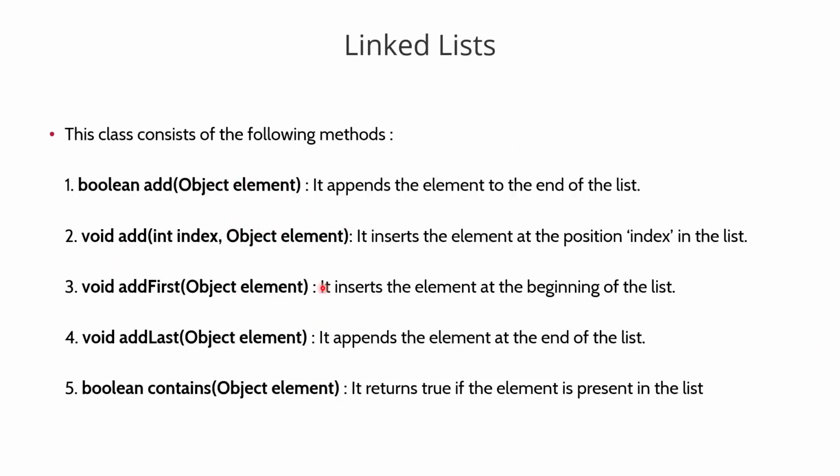The List class consists of several methods. We have one overloaded add method, and we also have addFirst, addLast, and contains. With the overloaded add methods, we can call add and just pass in one element, and it appends the element to the end of the list. We also have the add where we pass in an index and an element, and it inserts the element at the position of the index that we're passing in.